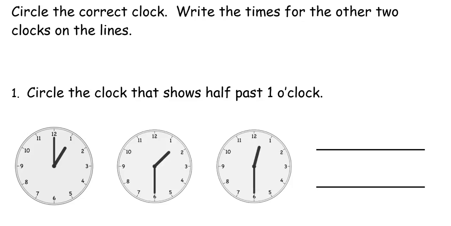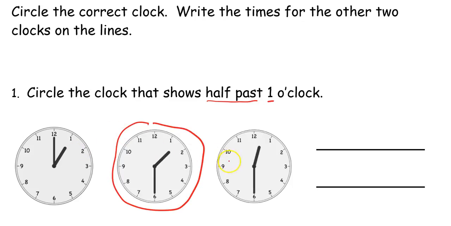Question 1 says circle the clock that shows half past 1 o'clock. Well, if it's half past 1 o'clock, I need to find the clock that has an hour hand that is just past the 1 and a minute hand at the 6 to show halfway around the circle. My second clock has that hour hand just past the 1 and the minute hand on the 6. So that is this clock.